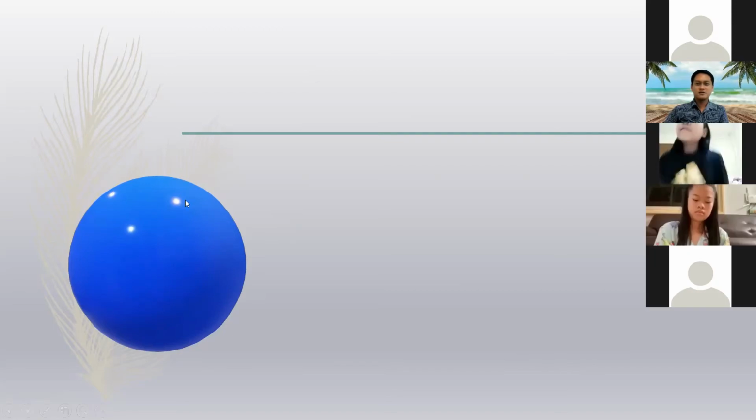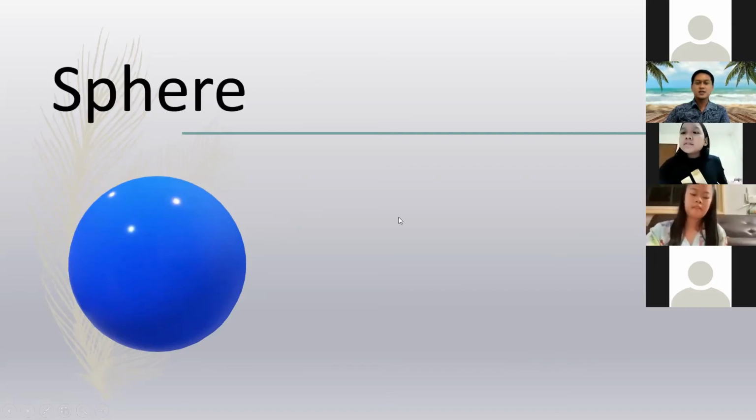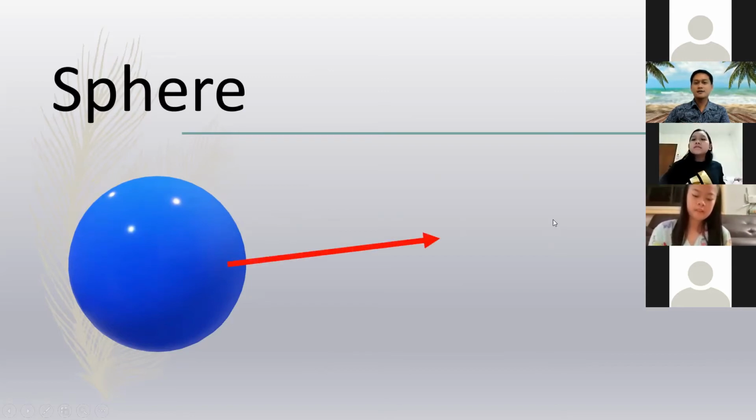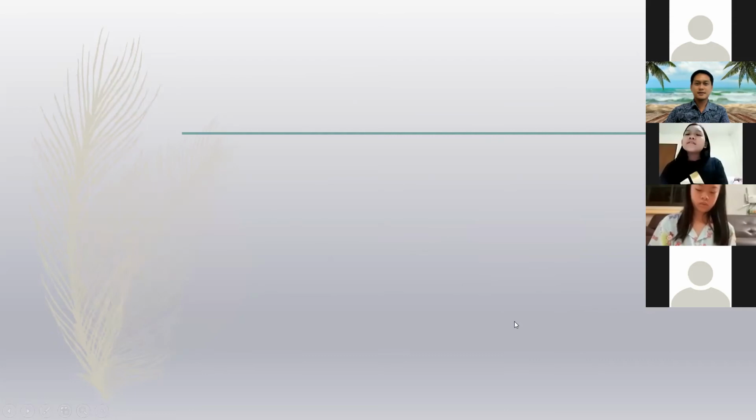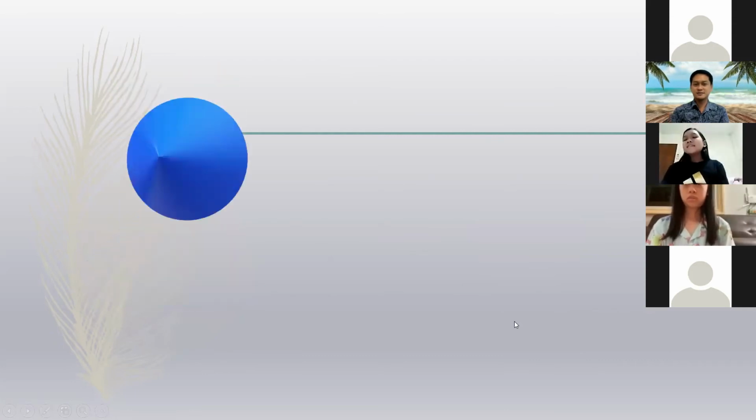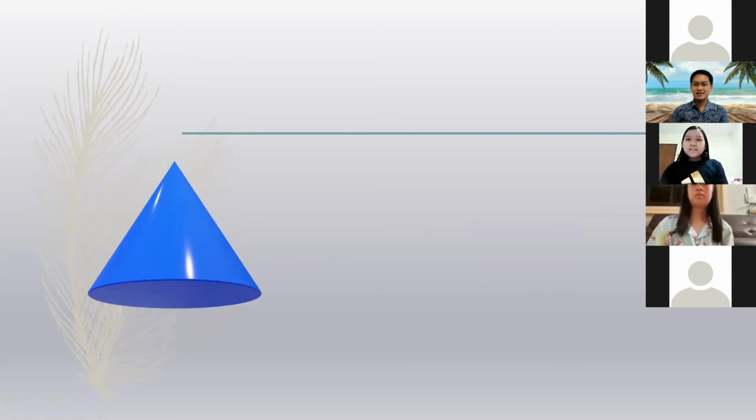But before we go on, what is the name of this 3D shape? Can anyone guess again? Sphere, very good. So in a sphere, what 2D shape can we find? Circle. Very good. It's circle. Next. What shape is this? Cone. Okay, very good.